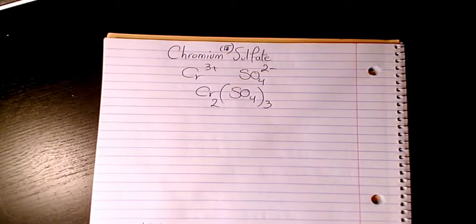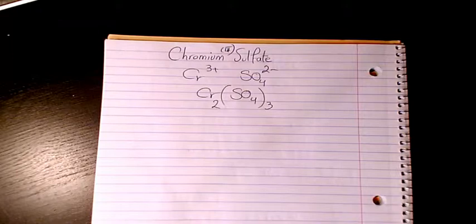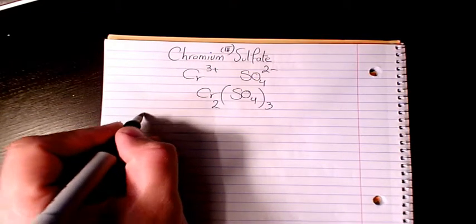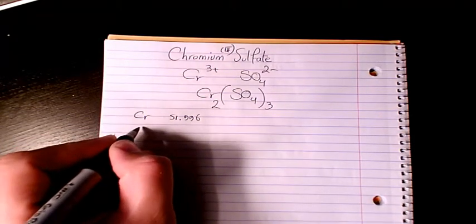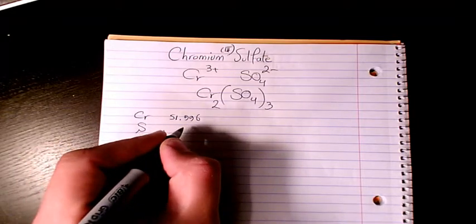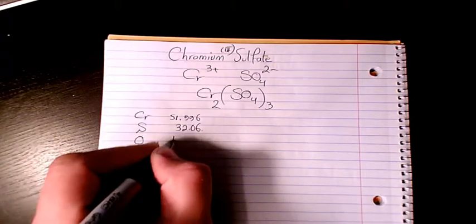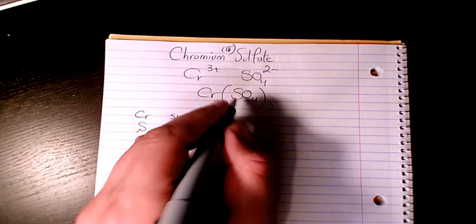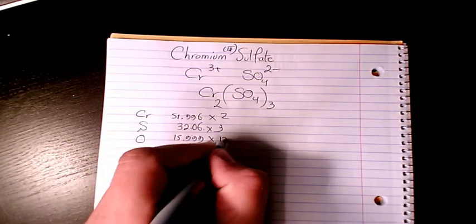Welcome to my channel. In this video I want to calculate the molar mass or molecular weight of chromium sulfate. So we need to find out the atomic mass of each element first. Chromium is 51.996, sulfur is 32.06, oxygen is 15.999. Chromium 2, sulfate 3, oxygen is 3 times 4, 12.